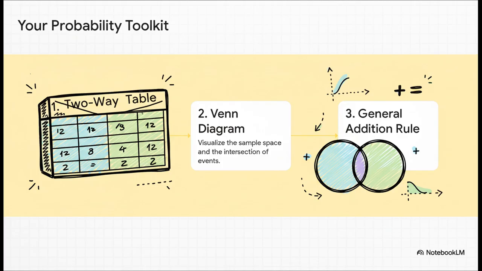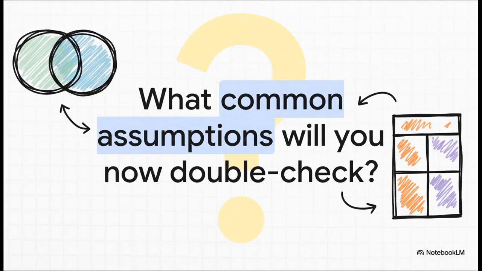So there you have it. That's your complete probability toolkit. You know how to organize data with a two-way table, you can visualize the overlap with a Venn diagram, and most importantly, you always use that general addition rule for any OR question so you never fall into that double counting trap again. And that's our explainer.